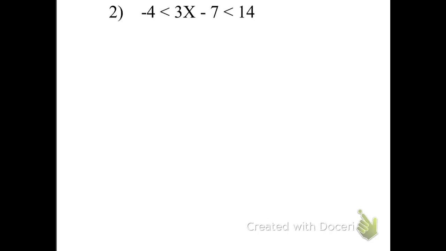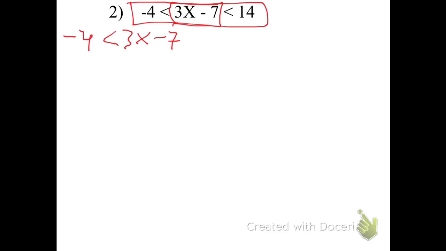So number 2 is a compound inequality. So we have to remember to solve the two inequalities that are happening. So I have to now just look at the two inequalities I'm solving. You have the left 2, which is -4 less than 3x minus 7. And you have the right 2, which involves these two. So notice the middle gets used twice.